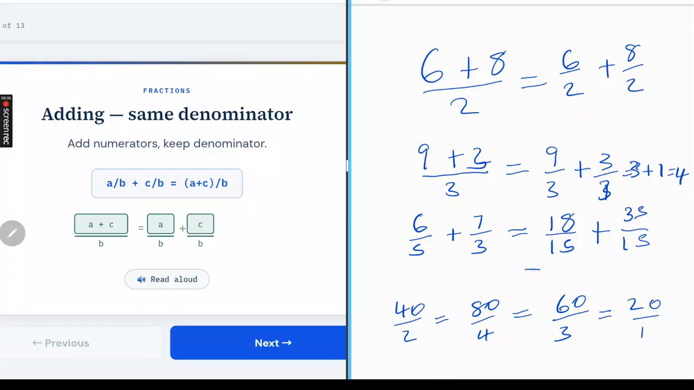Now we are back to using the same formula, the same concept rather. That is, add the numerators, take the denominator. 18 plus 35.